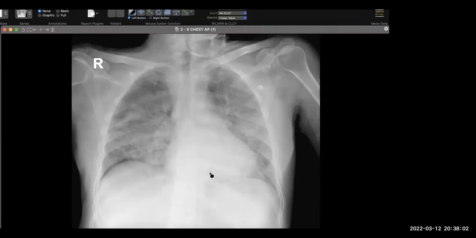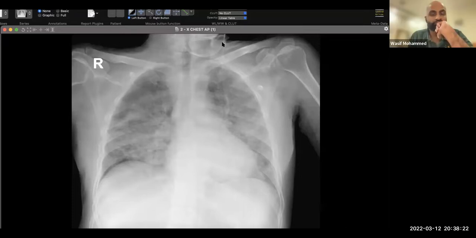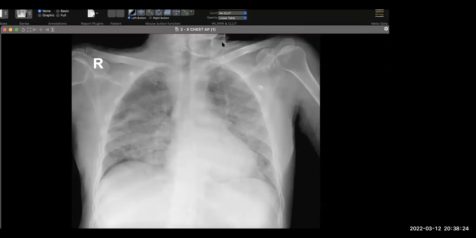In summary, this appears to be a case of airspace opacification predominantly along the center as well as the upper and mid zones, with a slightly increased cardiac size. My differentials will include cardiogenic pulmonary edema or ARDS. Sorry, I'll go with ARDS first because I don't see any obvious effusion.